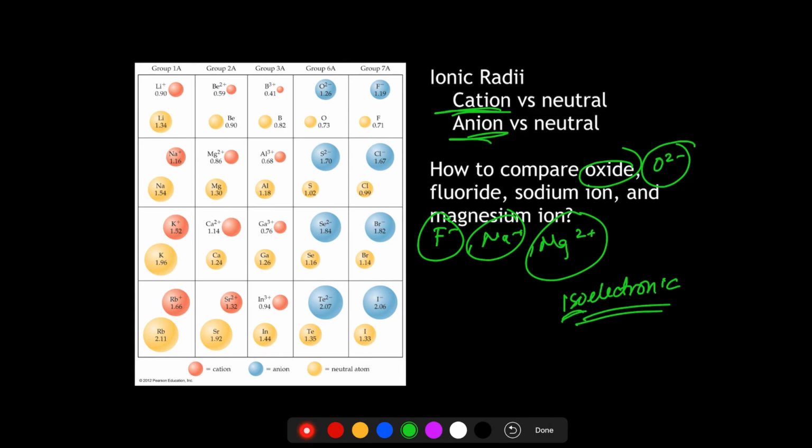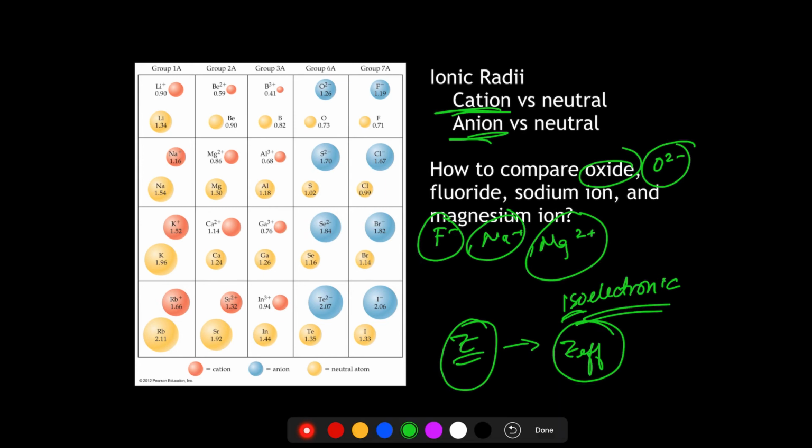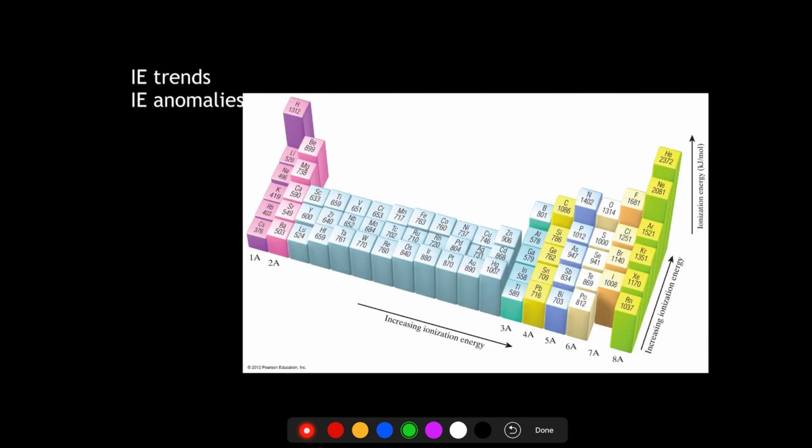So in that case, what do we need to consider? We will consider their nuclear charge, because once we have the nuclear charge, then we can think about Z effective. Obviously, the bigger your nucleus, the higher the Z effective for those valence electrons, which means the smaller your overall atom, your ion in this case, is going to be. Yes? All right.